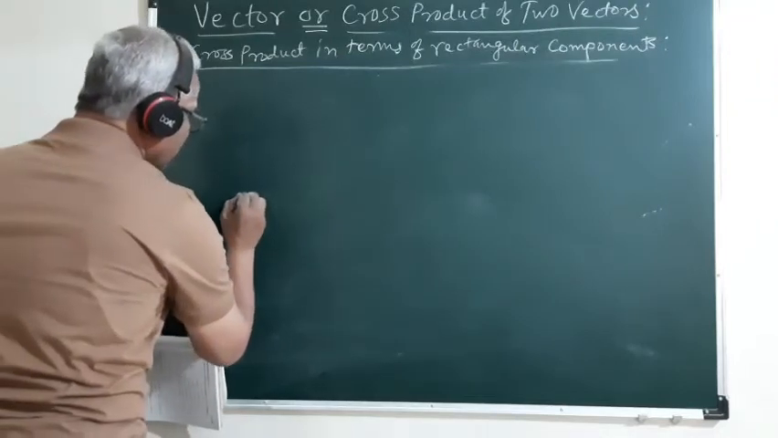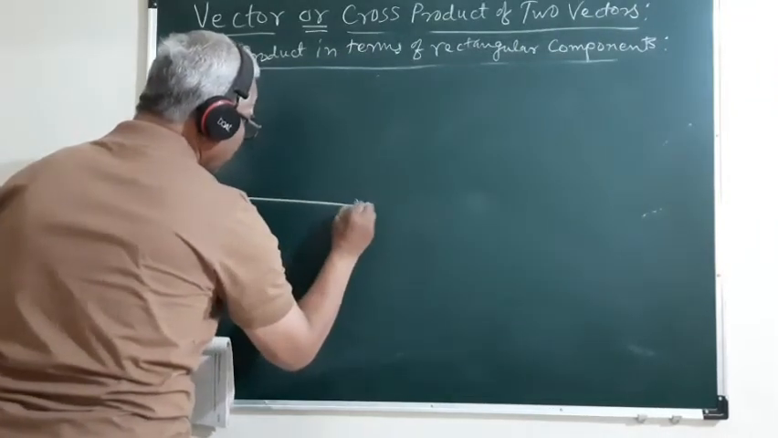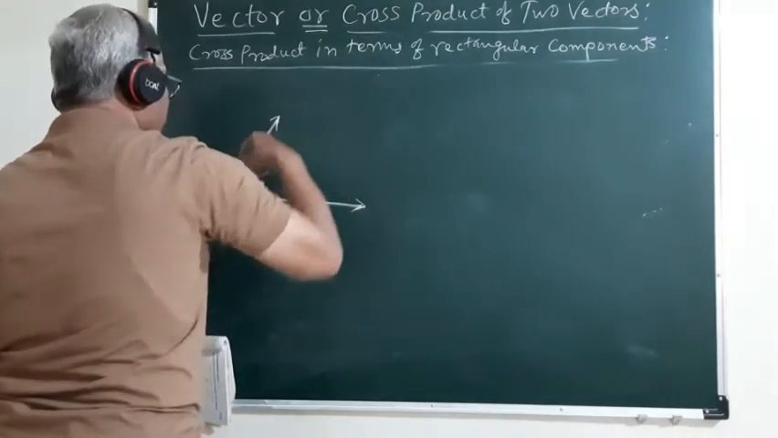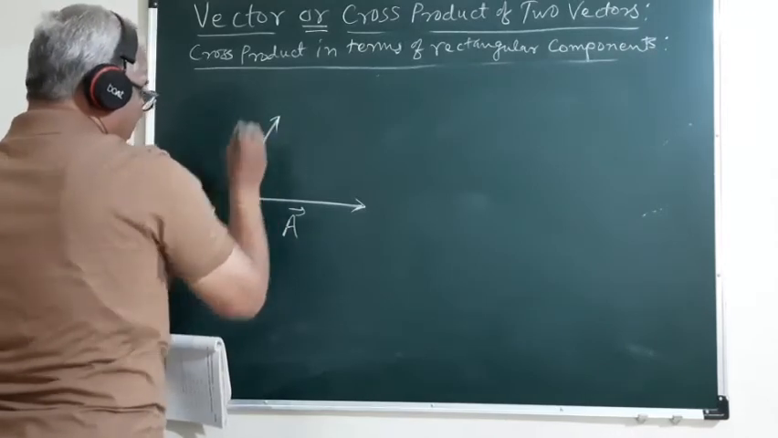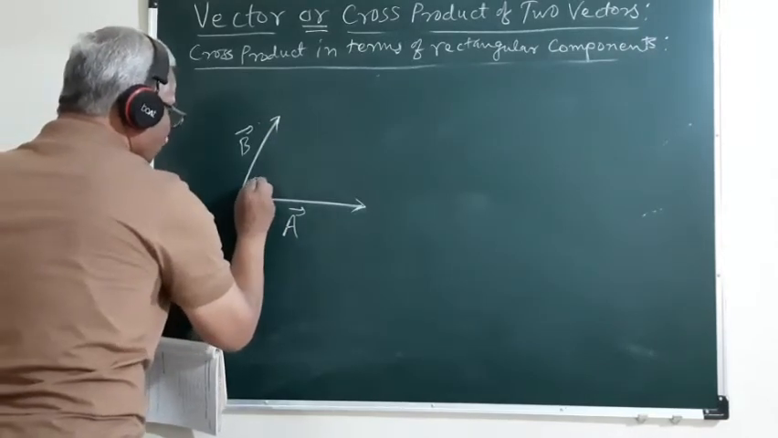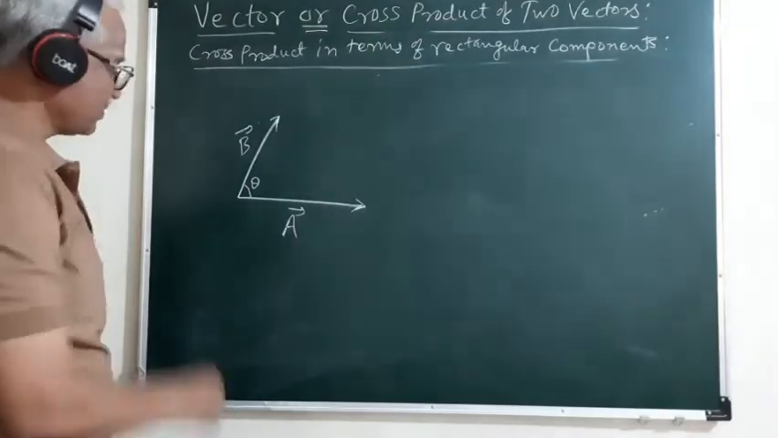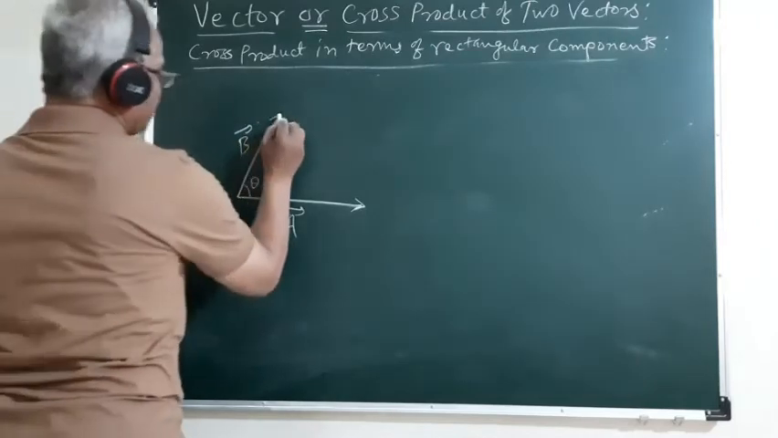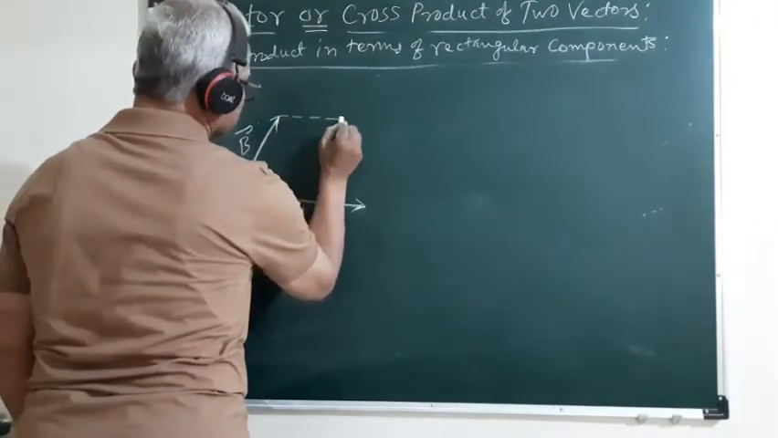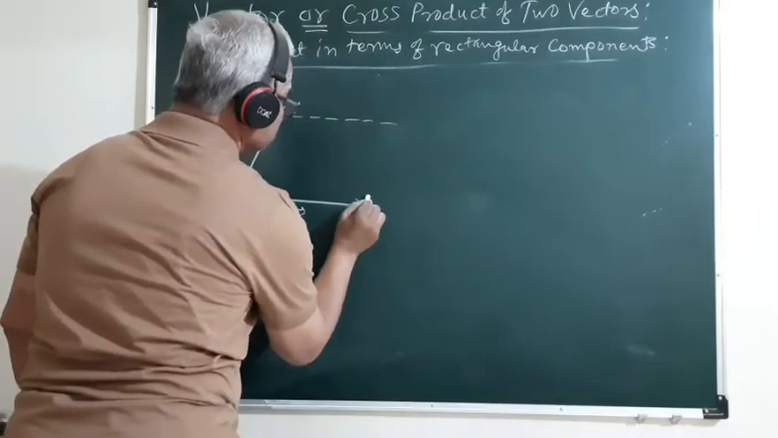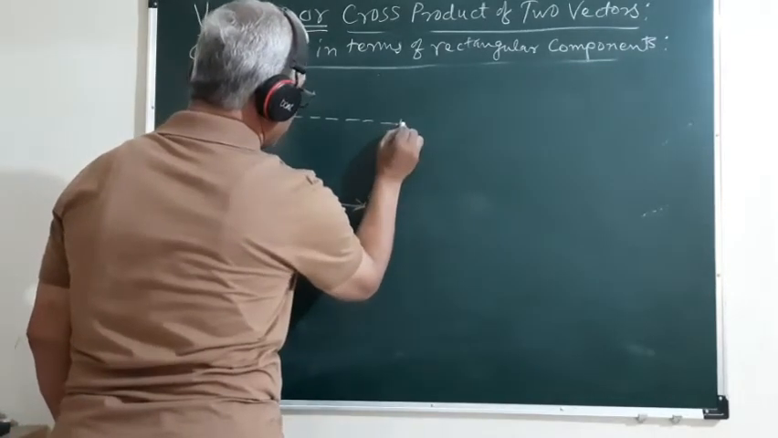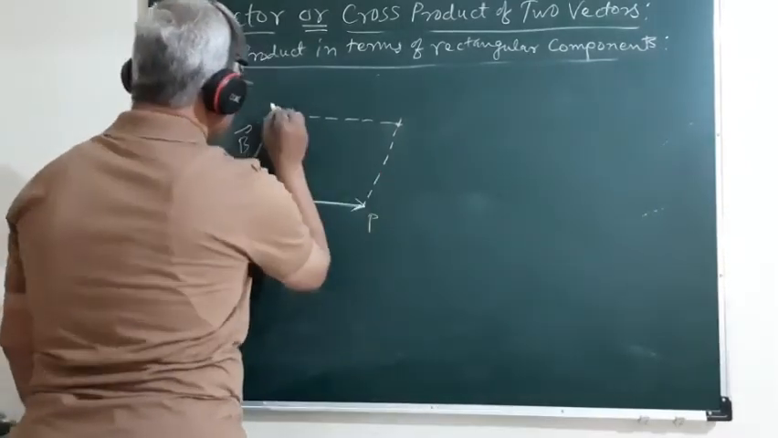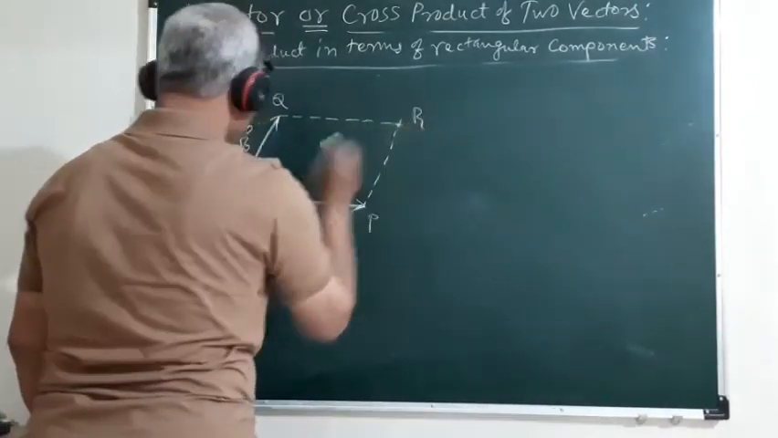So let us consider we have this vector A bar and we have this vector B bar. Theta is the smaller angle between these two vectors. So if we complete this parallelogram, so this is O, P, Q, R.